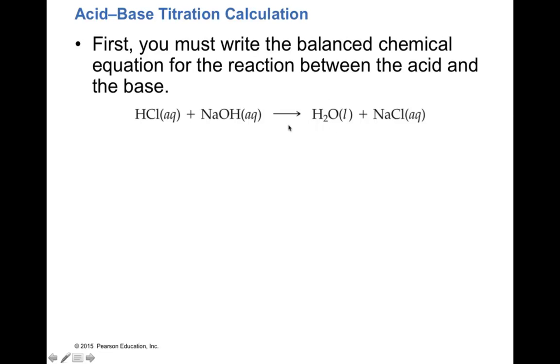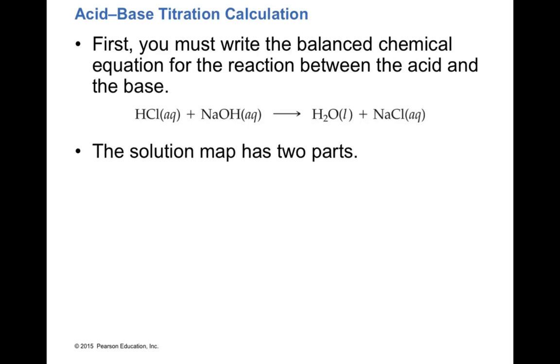We have the water here, and the salt is going to be the counter ion of hydrogen, that is chlorine, and the sodium here for sodium hydroxide. So it's going to be sodium chloride. Okay, so this is the reaction that is taking place when we are adding the sodium hydroxide to the unknown of hydrochloric acid. Now, the solution map for this problem has two parts.